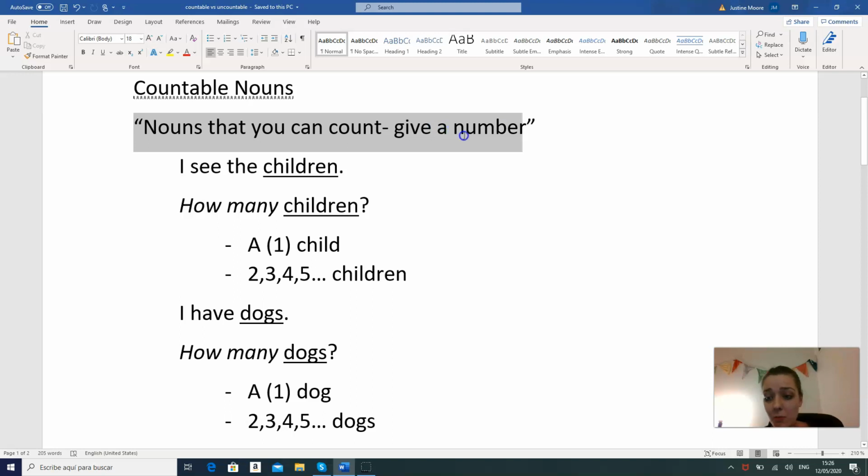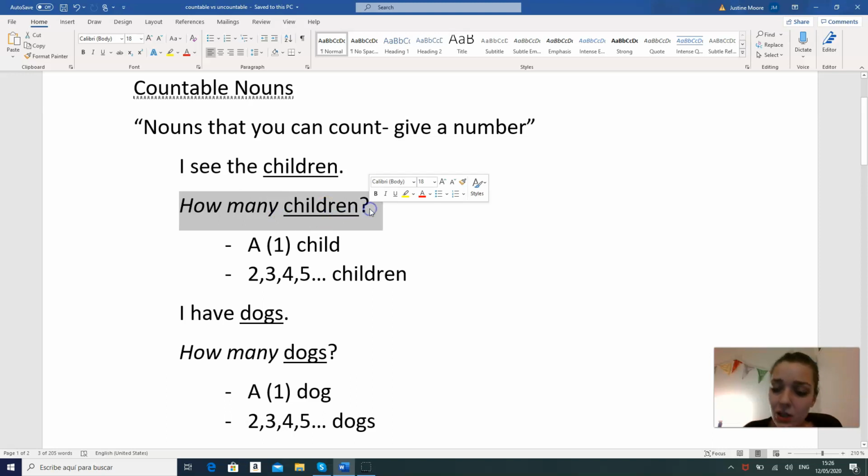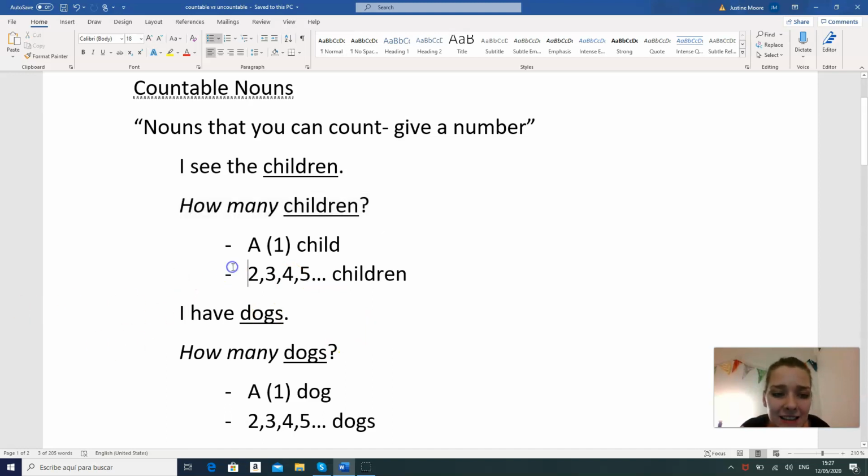You can give them a number, like 0, 1, 2, 3. So let's look at this sentence. I see the children. The noun is children. Children is a countable noun because when you ask how many children, you can give a number. A child, 1 child, 2 children, 3 children, 4 children, 5 children. With countable nouns, we ask how many, and the answer is going to be a number. 1, 2, 3, 4, 5.